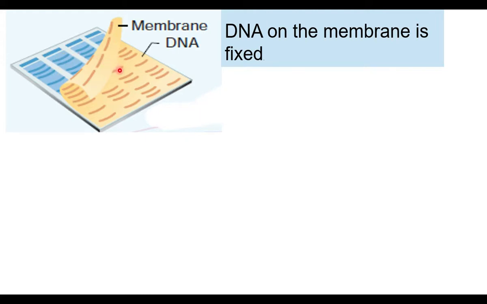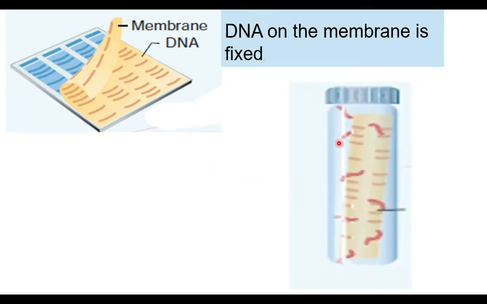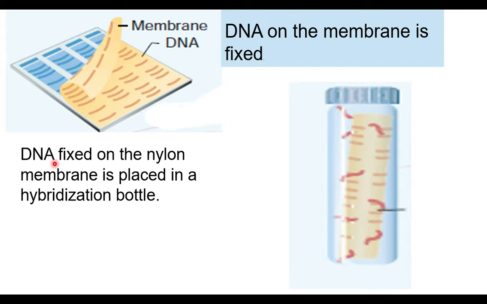The next aspect is hybridization. The membrane containing denatured DNA fragments is kept inside the hybridization bottle, and probes are added, radioactive probes are added with the denatured DNA fragments. DNA fixed on the nylon membrane is placed in a hybridization bottle.